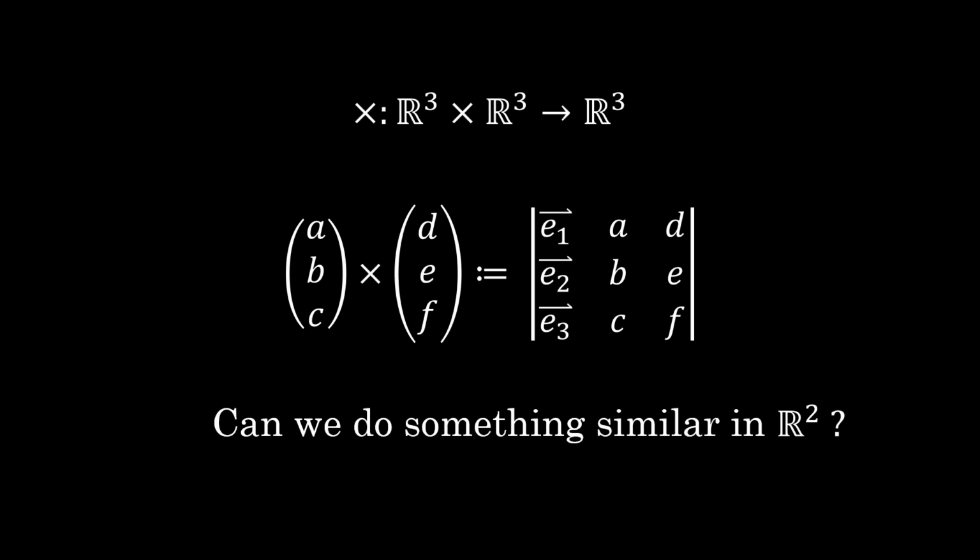Can we do something similar in R2? Let's consider this determinant again. If we just remove its last column and its last row, we get this one instead. What seems weird at first glance is that there only seems to be one vector as an entry to this operation, which is to say the vector AB.